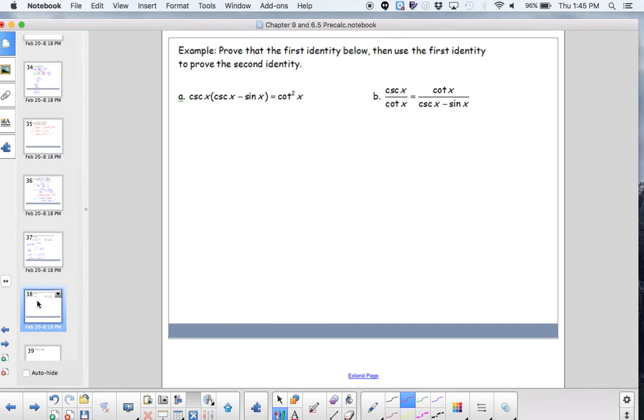Okay, now let's try B. For B, we have cosecant, cotangent, and sine. So I think I will take this one and change the cosecant and the cotangent so that it's in terms of sine and cosine. So first of all, by looking at cosecant, I know that's 1 over sine of x divided by cotangent, which is cosine x over sine x, and I want to know if that's equal to cotangent x on the other side. So let's go ahead and change that one as well.